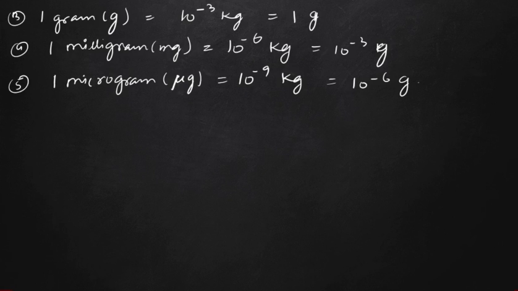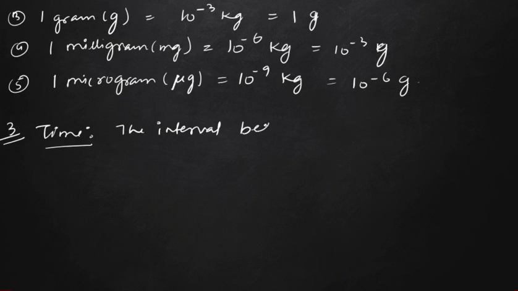And the last unit of the MKS system is time. So how will we define time? It is the interval between two events, any two events. Suppose the first event started at some time and ended at some other time. If you subtract the two, that quantity will give us the time. So it is the interval between two events, and it is called time.